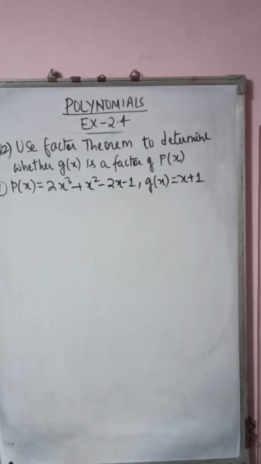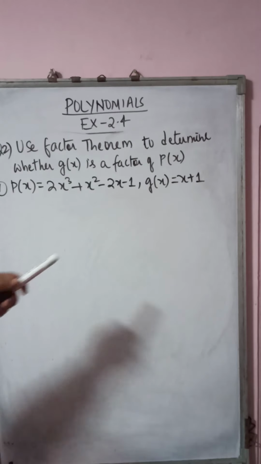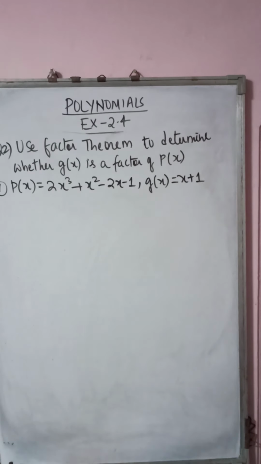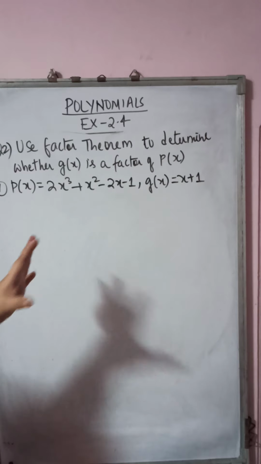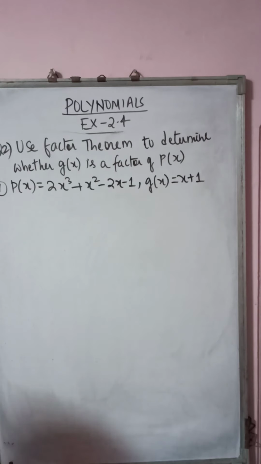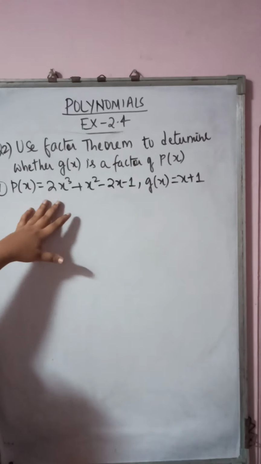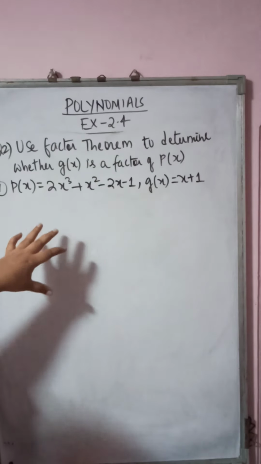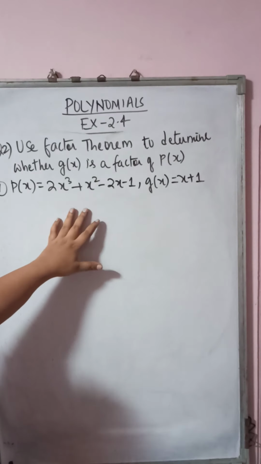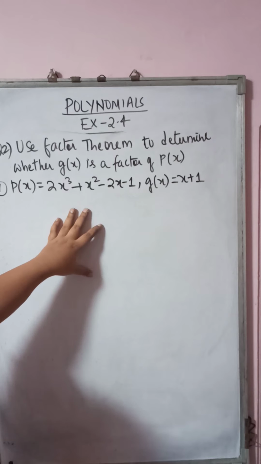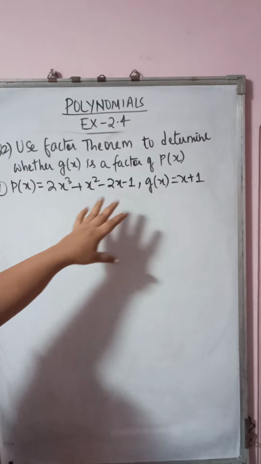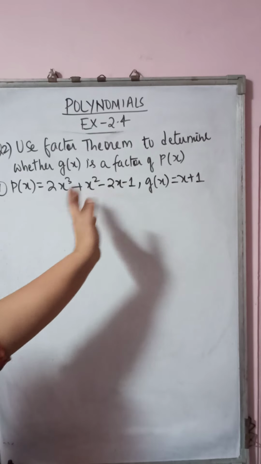Question number 2, first part. Use the factor theorem to determine whether g(x) is a factor of p(x). Here the divisor is already mentioned in terms of g(x). Factor theorem means what? Whatever the divisor is, equate it with 0, find the value of x, and substitute it in the given polynomial. After substituting the value of x in the given polynomial, the final answer should be equal to 0. Then you can say that g(x) is a factor of p(x).